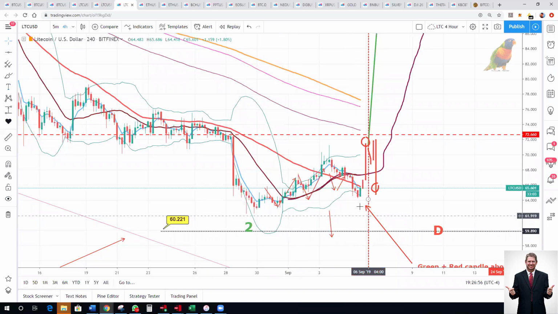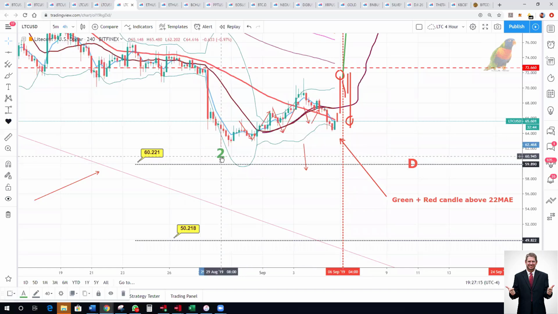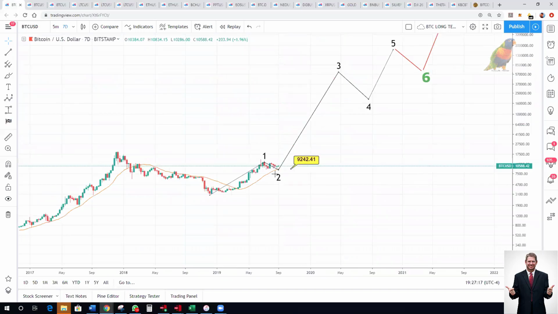Remember yesterday I said that this could be a big flash drop into this level here, touching that line here. Remember I posted that on Telegram. That drop here is stopping there. It's not going to go lower. So that point number 2 is this point number 2. See that point there? That's the low, guys.